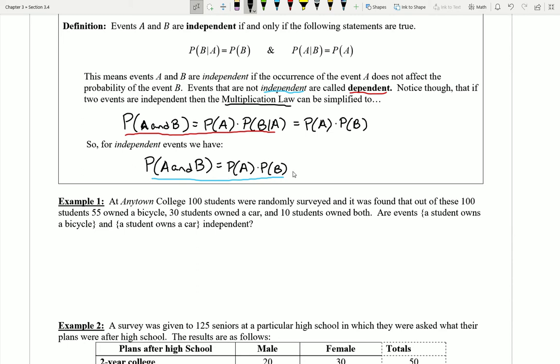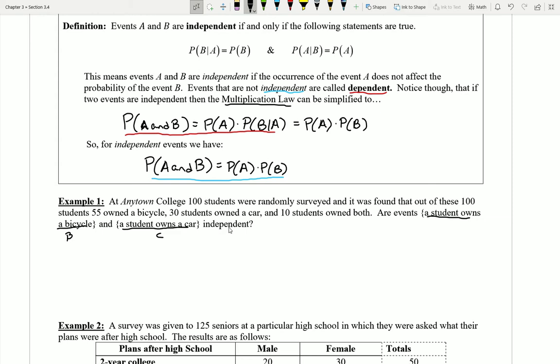However, it's not always the case that I'm going to know whether two events are independent or not. Take a look here at example 1. At a town college, 100 students were randomly surveyed. It was found that out of these 100, 55 own a bike, 30 own a car, and 10 students own both. So are the events a student owns a bicycle, let's call that B, and a student owns a car, we'll call that C, independent? Does one affect the other?